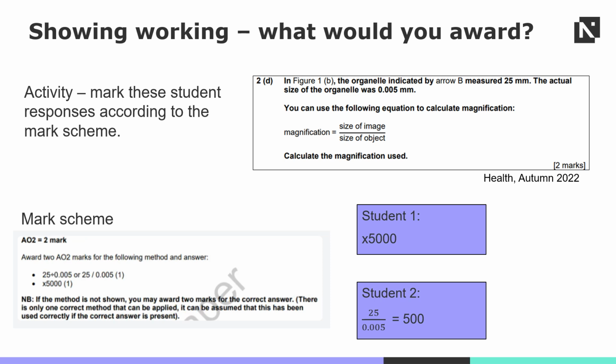There's a question here which is taken from a health paper from Autumn 2022 series. It's a 2-mark question, and what I would like you to do, if you want to just pause the recording to give yourself a few minutes, is have a look at this question, and the mark scheme is at the bottom left of the page, and there are 2 sample student responses there. I would like you to have a think about what you would award each of those 2 students. So pause the recording here while you do this activity.